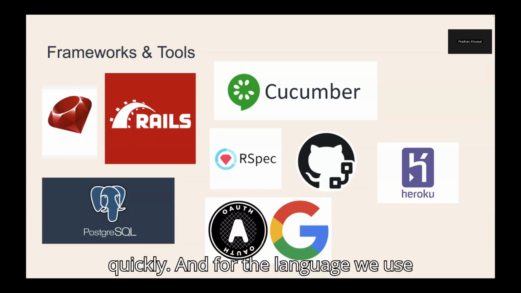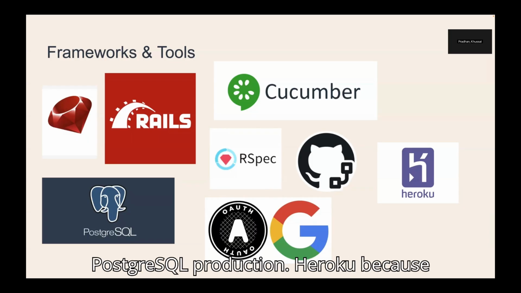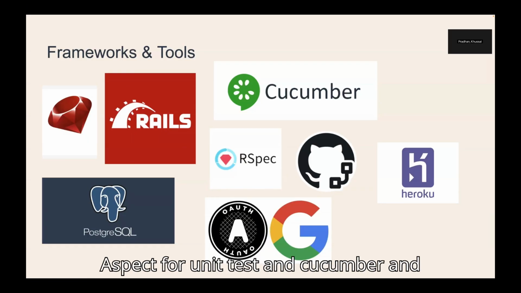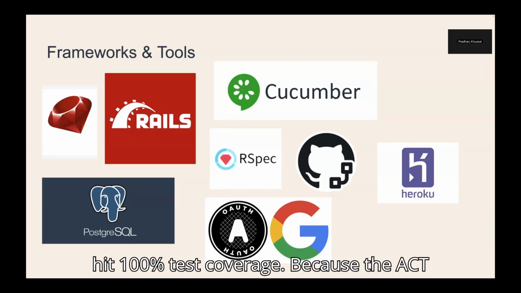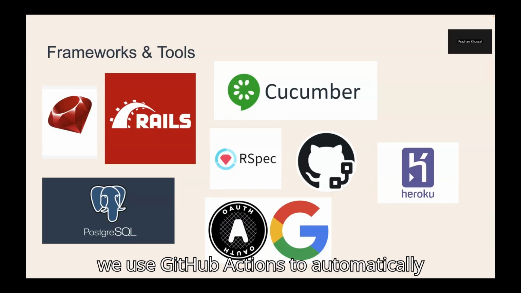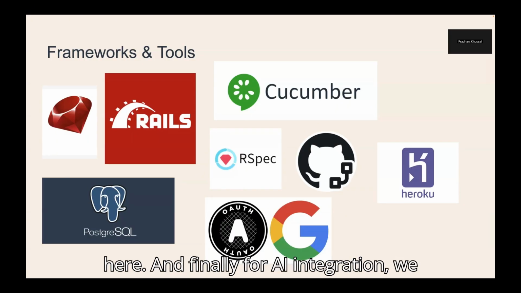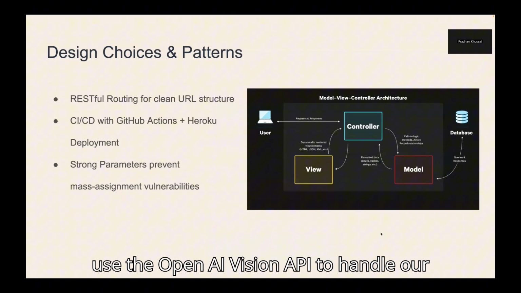For the database, we use SQLite in development because it's simple, and PostgreSQL in production on Heroku because it's powerful and scalable. For testing, we use RSpec for unit tests, Cucumber for acceptance tests, and SimpleCov to ensure we hit 100% test coverage. For CI/CD, we use GitHub Actions to automatically run our tests and deploy the app. For deployment, the application is hosted on Heroku. And finally, for AI integration, we use the OpenAI Vision API to handle our image analysis.